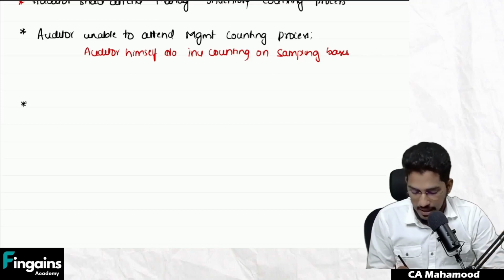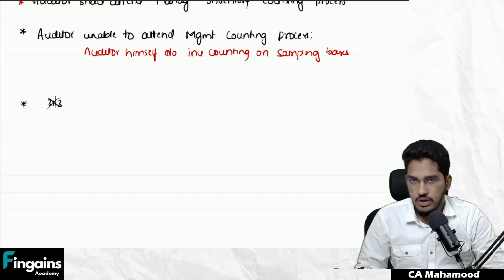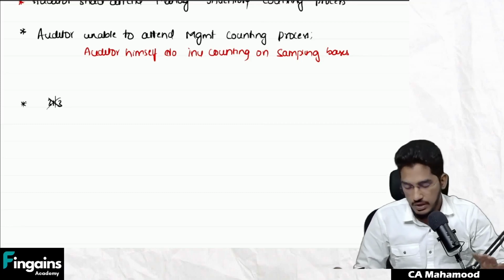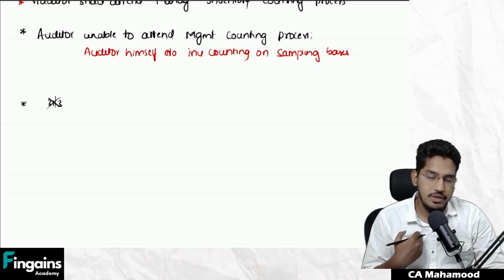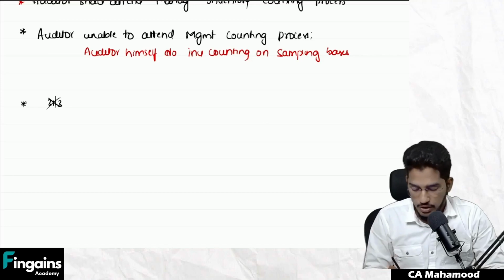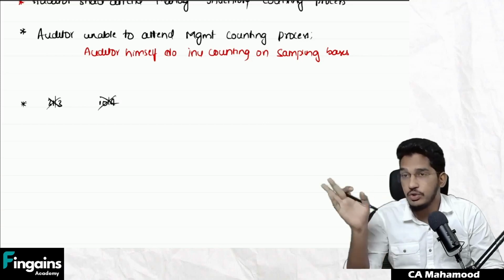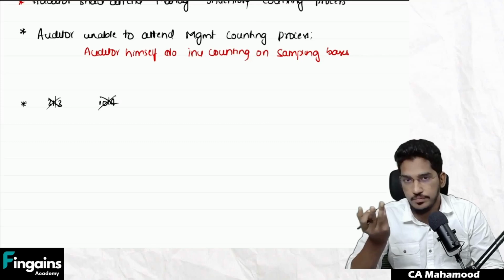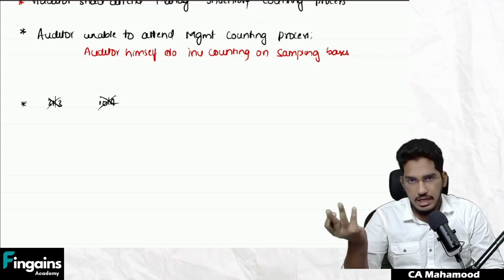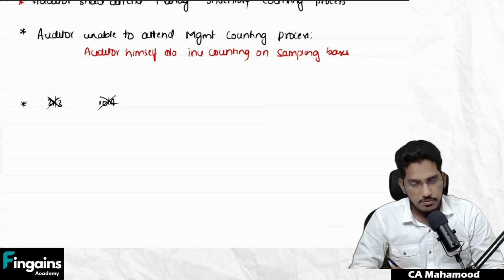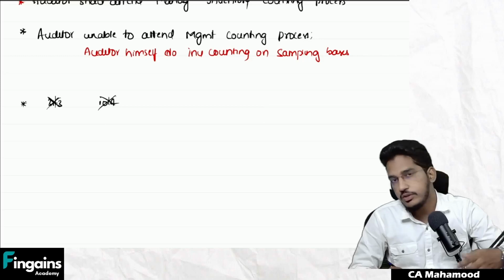For example, management did the inventory verification on 31st of March. You did not go because of some reason, you were unable to attend. Now you are supposed to do inventory counting on your own. You thought that you will go on 10th of April. But now it has become highly impracticable. You are unable to go for inventory verification on your own, might be because of natural calamity. Management called you on 31st of March. You did not go. You thought of going sometime later.